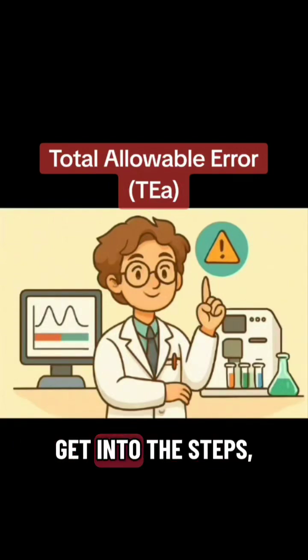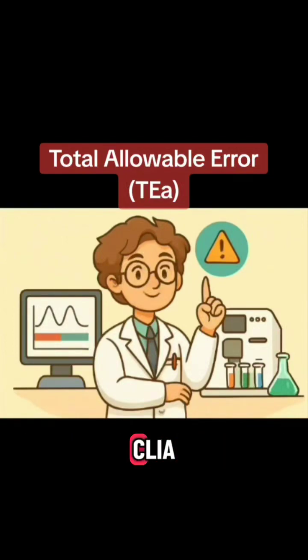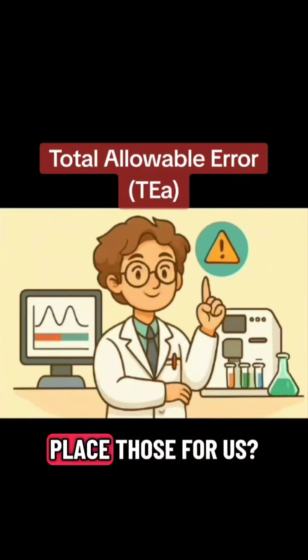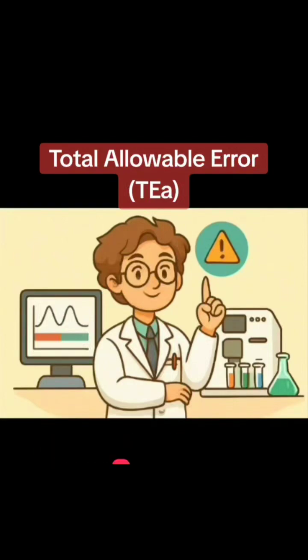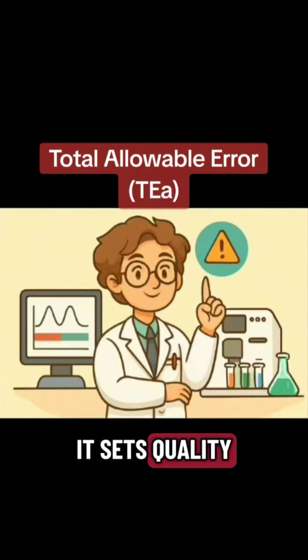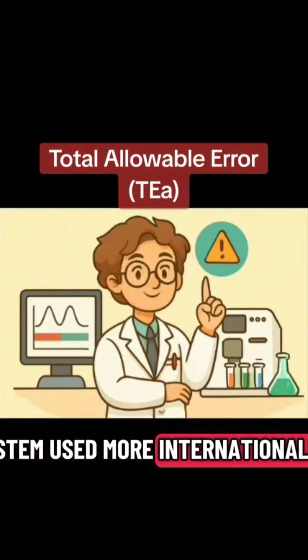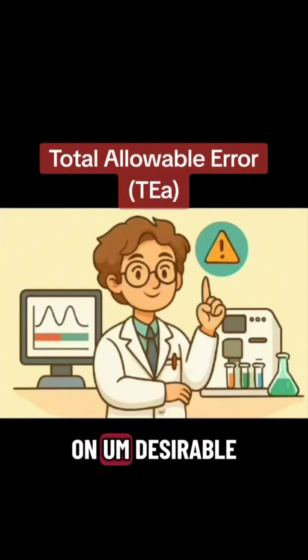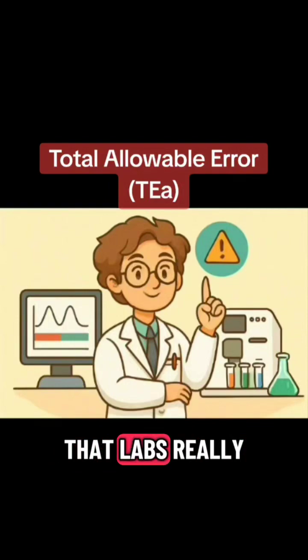Now, before we get into the steps, the sources we reviewed mentioned 2 big external standards for defining that perimeter, CLIA and Ricos. Can you just quickly place those for us? Sure. They're both very common sources for setting that initial T value. CLIA stands for the Clinical Laboratory Improvement Amendments. That's the U.S. standard. Yes. It sets quality standards for all human testing in the United States. Ricos is a system used more internationally, especially in Europe, and it's based on desirable biological variation. They both provide these consensus limits that labs really should adopt.